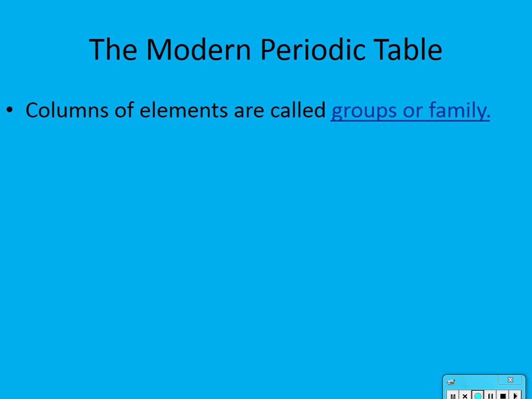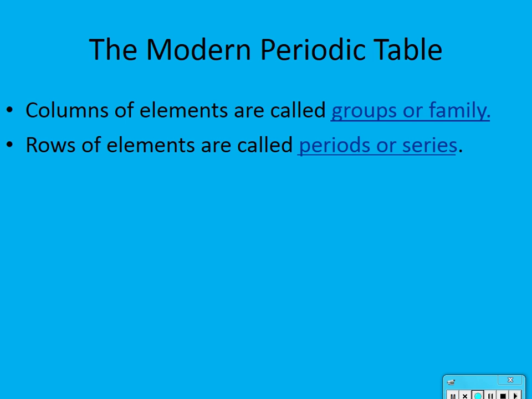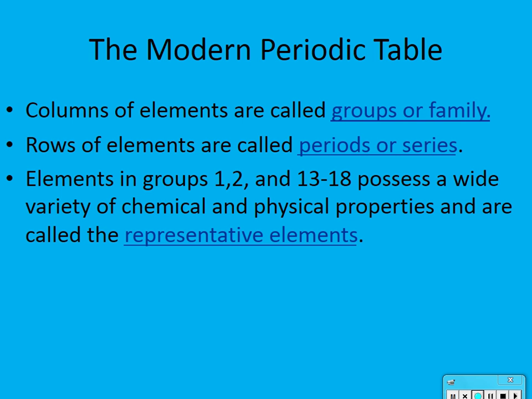On the periodic table, a column is vertical. The columns of the elements are called groups or families. We'll talk about why they're called groups or families in a second. On the periodic table, a row is horizontal, and rows are called periods or series.